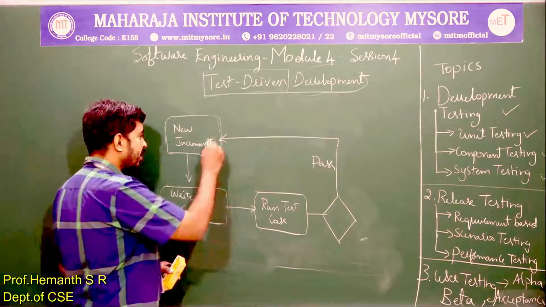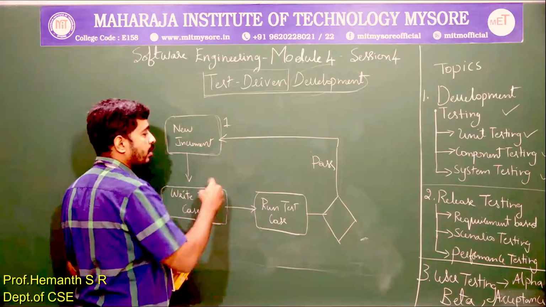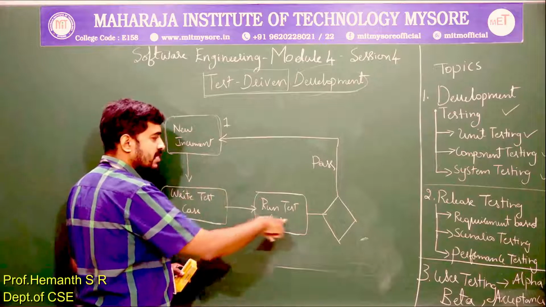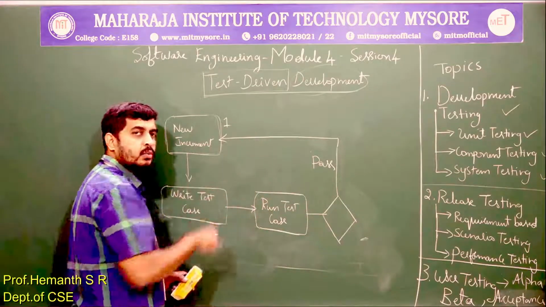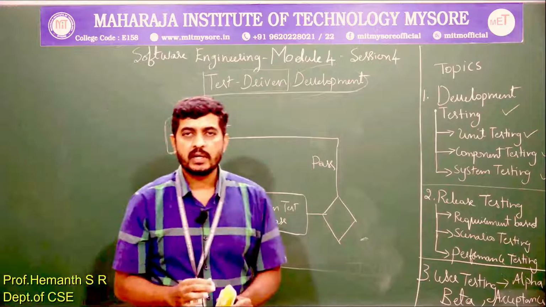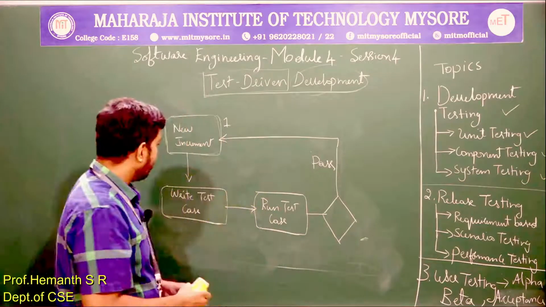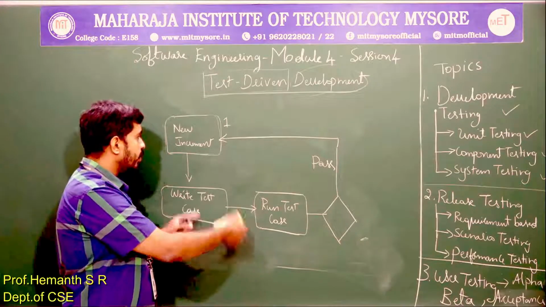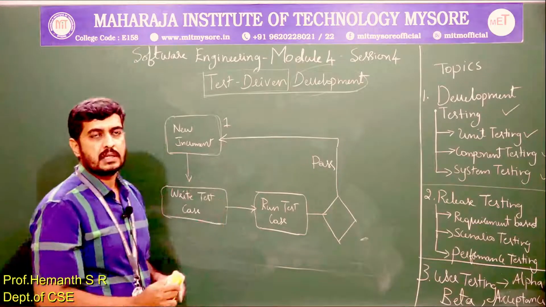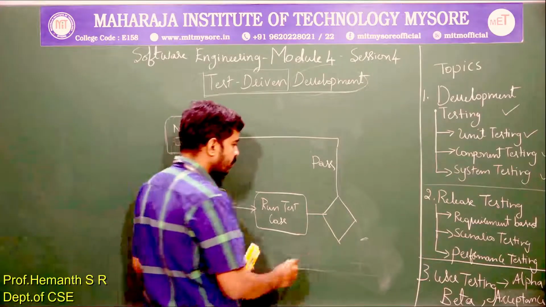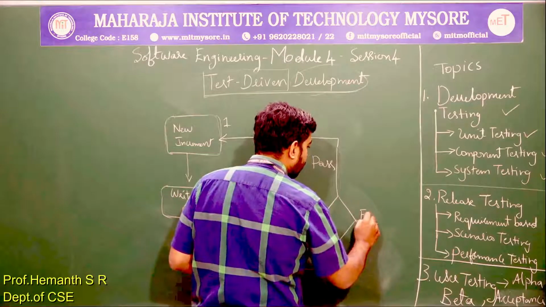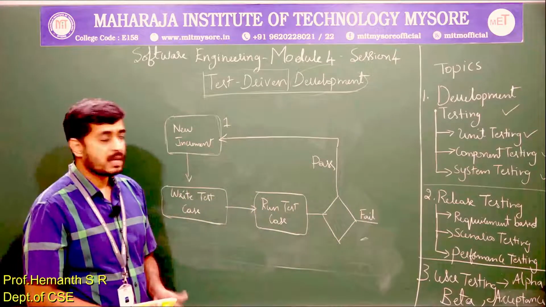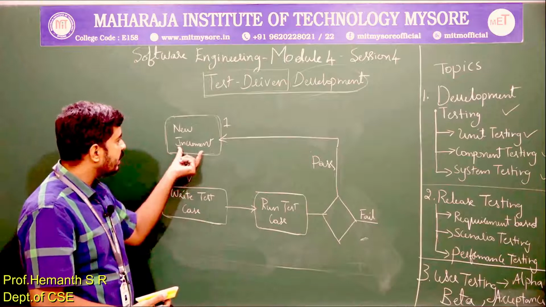For example, previously it was increment number 1. Now if increment number 1 passes the test, we will go to increment number 2. Meaning that we will enter into the next increment only if the test case executed on this increment is passing. What if it fails? What is the meaning of a failure here in this context? Failure means there is some issue, some flaw with this increment.